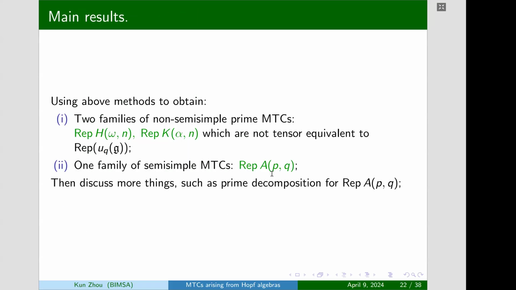Before this, we wanted to talk more about the representation category of small quantum groups. As we know, some representation categories of small quantum groups actually give prime modular tensor categories. So we have enough reason to believe that some representation categories of generalized small quantum groups can also give prime modular tensor categories. And in the following, we will give a positive answer to this idea.